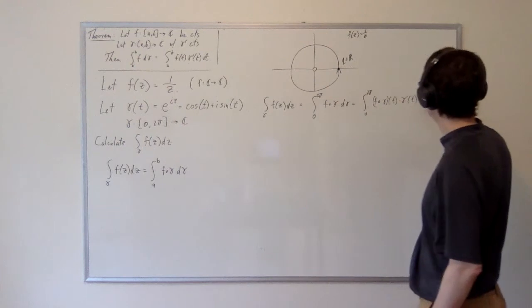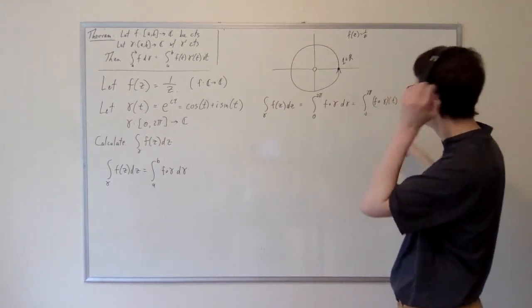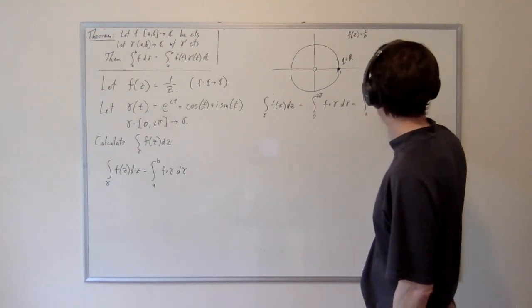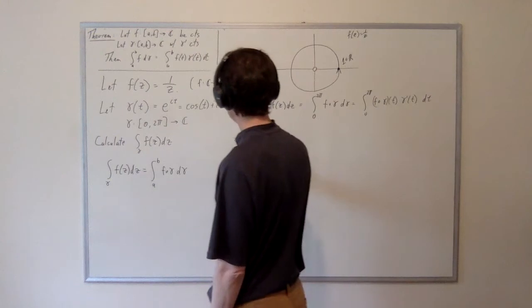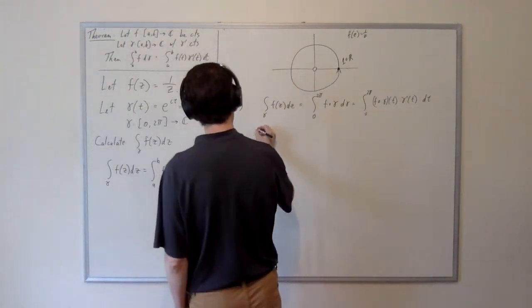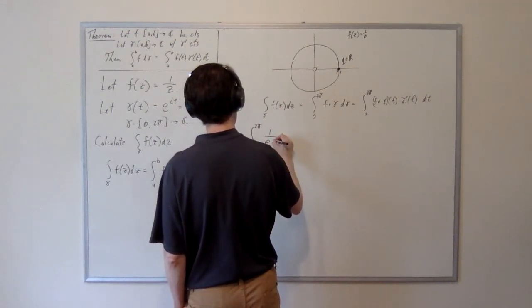So now I'm using the theorem, times gamma prime of t dt. And this is much more like a real integral. So we're going to actually open this up and start calculating things. So what's f of gamma of t? F of gamma of t is 1 over e to the it. So this is the integral from 0 to 2 pi of 1 over e to the it.